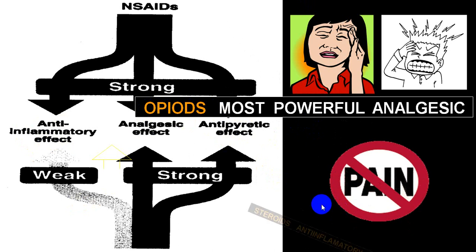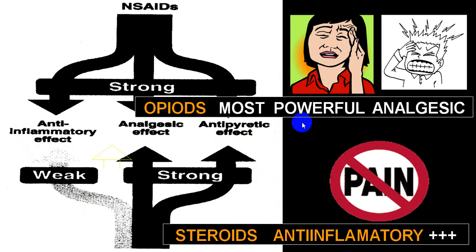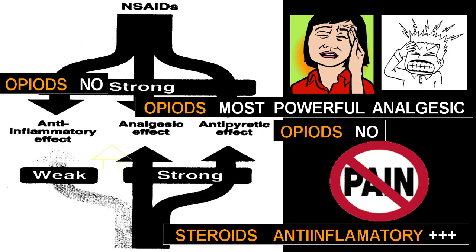So it can reduce pain, but has no effect on inflammation or fever. Steroid is a very powerful anti-inflammatory. Because of this anti-inflammation, maybe a mild analgesic, maybe a mild antipyretic, but it should not be utilized in a person with infective etiology which produces inflammation. So opioid does not have any anti-inflammatory action, and also they do not have antipyretic effects.